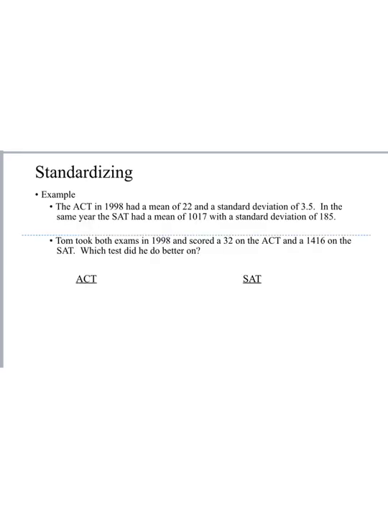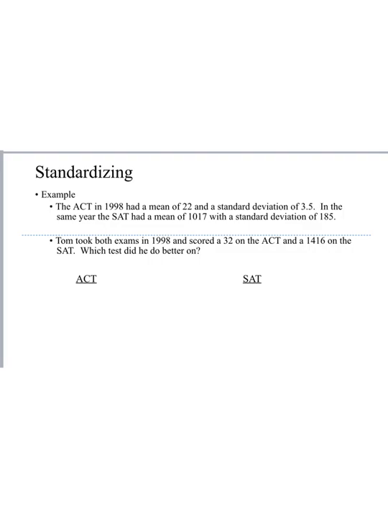If we look at the following example, the ACT in 1998 had a mean of 22 and a standard deviation of 3.5. In the same year, the SAT had a mean of 1017 and a standard deviation of 185. Tom took both exams in 1998 and scored a 32 on the ACT and a 416 on the SAT. Which test did he do better on?